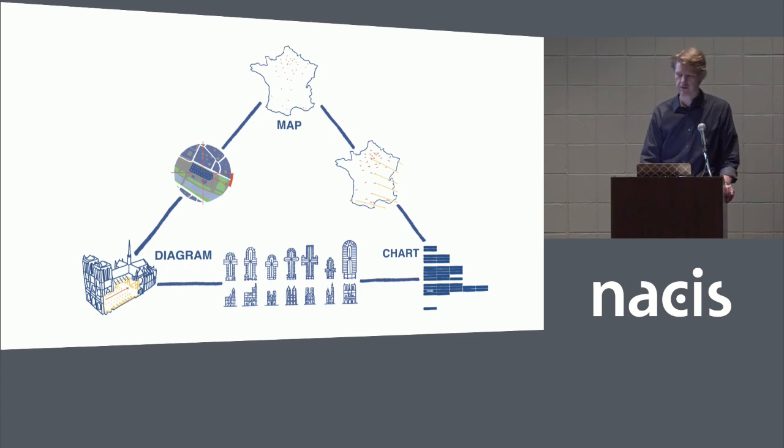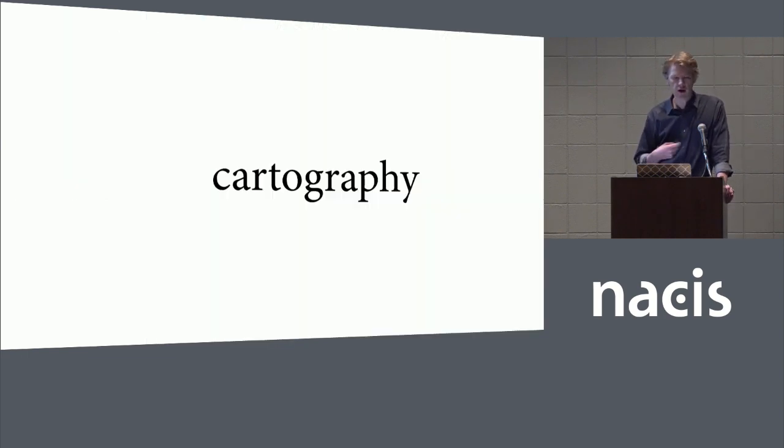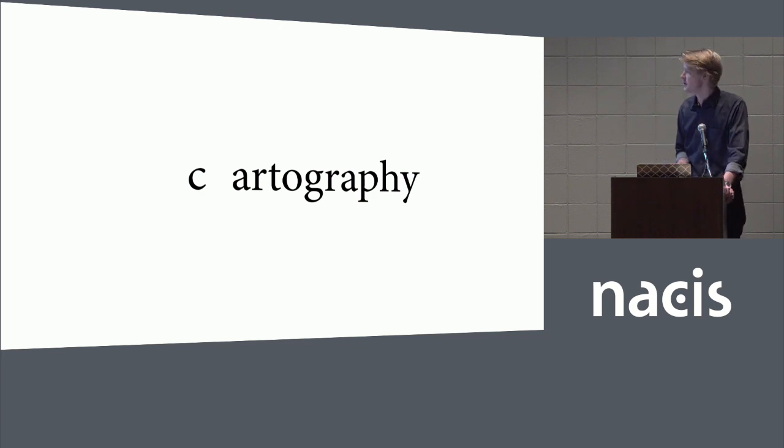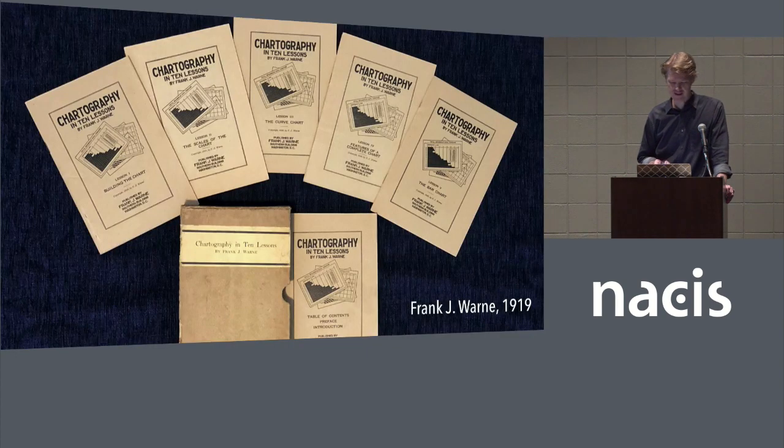I really love thematic maps, charts on maps. Charts on maps are everywhere. Many appear simple, like this map of mine that shows every new American business since 1988. So the map might be simple, but the data is often very, very hard. So even though I don't personally identify as a cartographer, you might convince me to switch my title to chartographer. And Frank Warren in 1919, I think, would be happy with his chartography in 10 lessons.